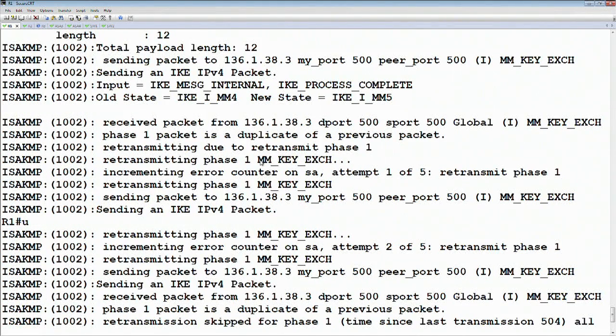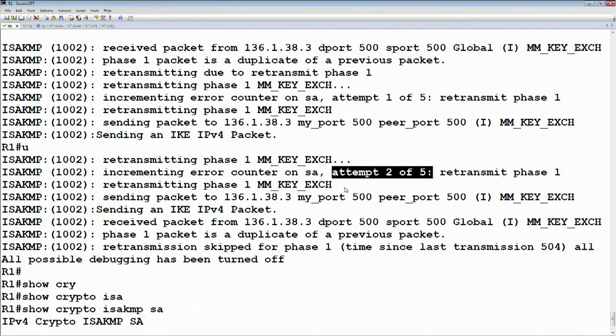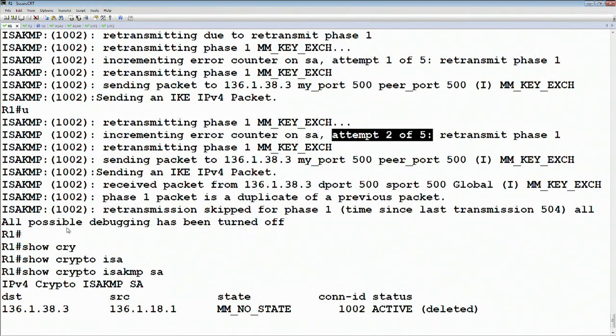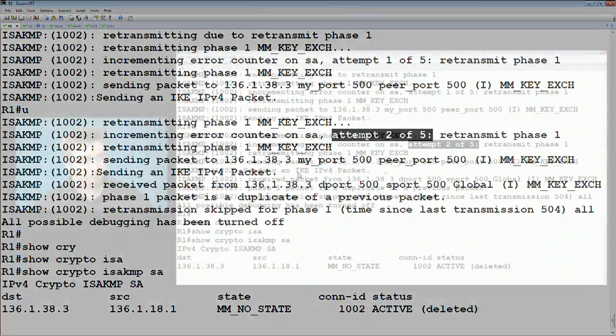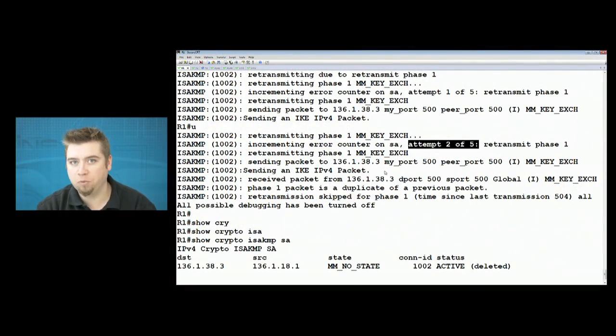And we're doing main mode key exchange. This is basically where we're trying to authenticate, but you can see that it's attempting multiple times. So this basically says there's a problem in authentication. But you can see from the debug output, it's not very straightforward to figure out that's what the case is.